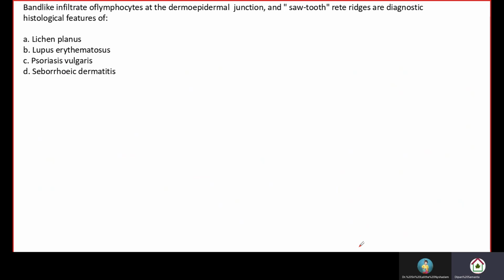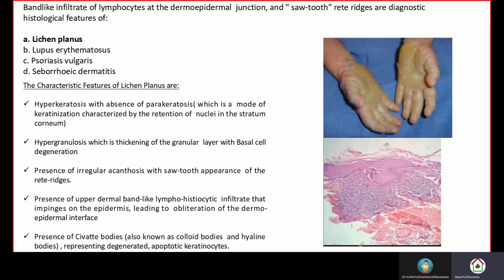Okay, next question. Band-like infiltrate of lymphocytes at the dermoepidermal junction and sawtooth rete ridges are diagnostic histological features of: lichen planus, lupus erythematosus, psoriasis vulgaris, and seborrheic dermatitis. And the answer will be lichen planus again. So these are the characteristic features of lichen planus. These are pictures of lichen planus.